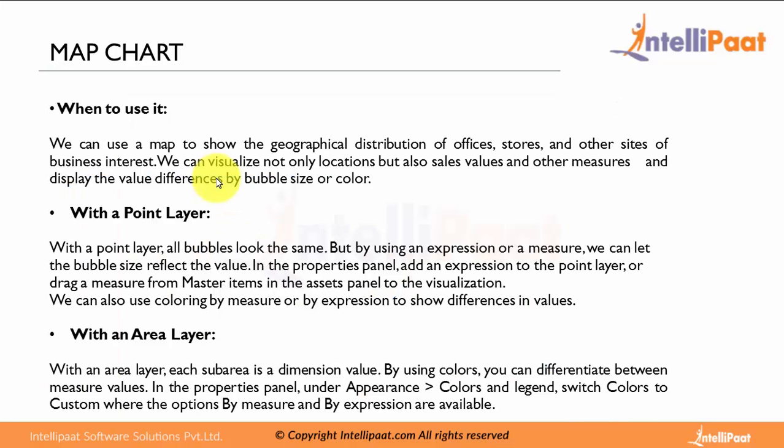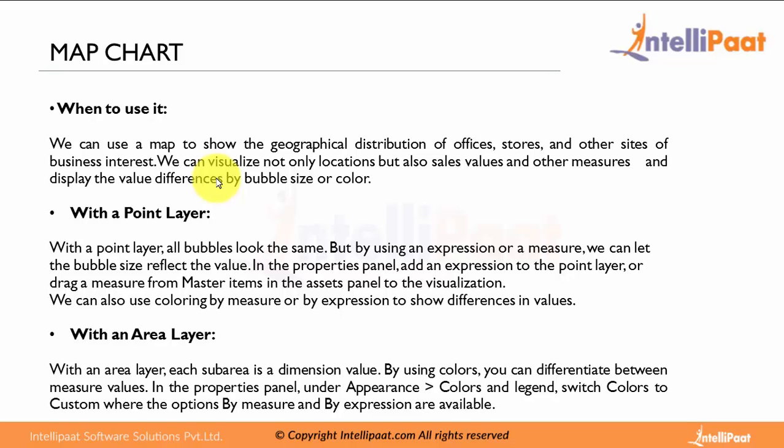So when to use it? We can use a map to show the geographical distribution of offices, stores and other sites of business interest. We can visualize not only locations but also sales values and other measures and display the value differences by bubble size or color. So with a point layer, all bubbles look the same. But by using an expression or a measure, we can let the bubble size reflect the value. In the properties panel, add an expression to the point layer or drag a measure from the master items in the asset panel to the visualization.